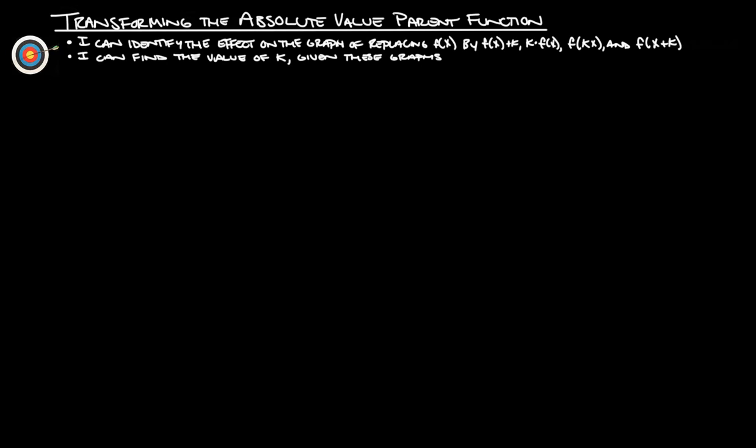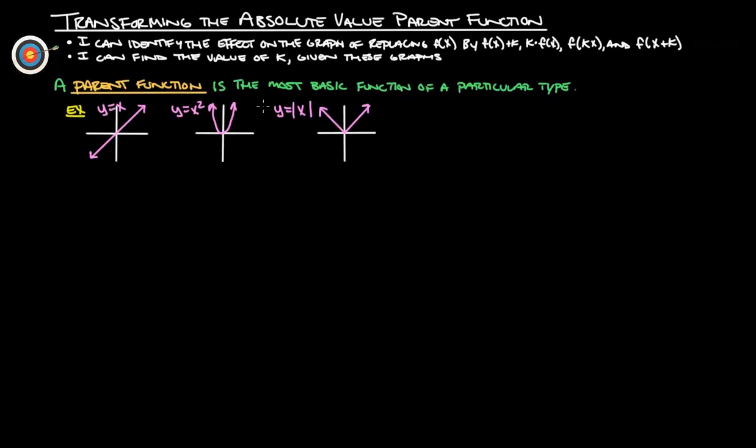Okay, so first things first. First thing we've got is parent functions. These are the most basic functions of a particular type. So for example, this is the parent function of a linear graph. It's just y equals x. It's the most basic form. It doesn't have a number in front. It doesn't have a number after. It's positive. Here's y equals x squared. And the one that we're going to be dealing with is y equals absolute value of x.